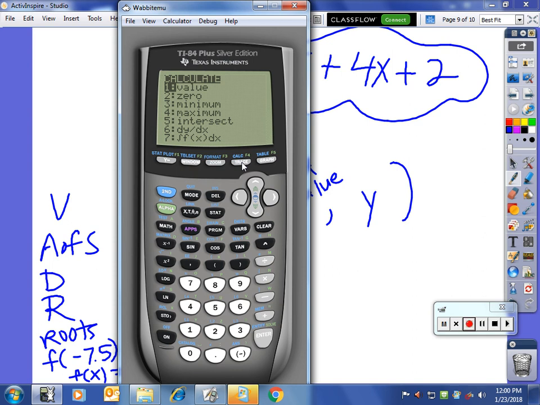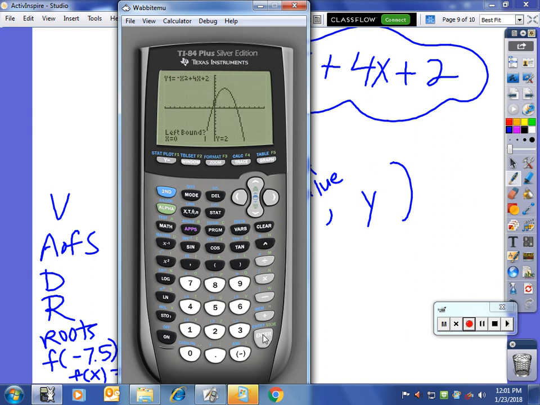The minimum or the maximum. That's another way to say vertex, but you have to know whether it's a minimum or a maximum. And in this picture, what is it? It's a maximum. So I'm going to do second function, calculate maximum.